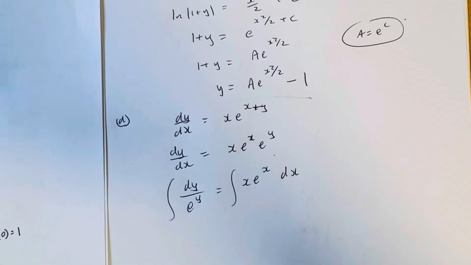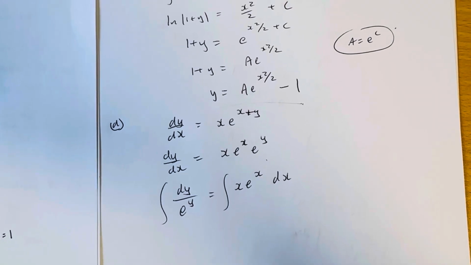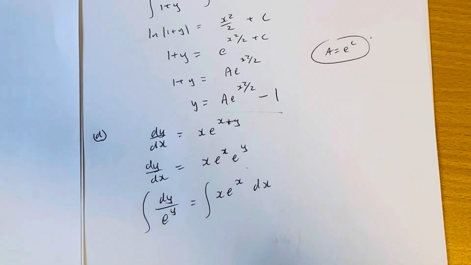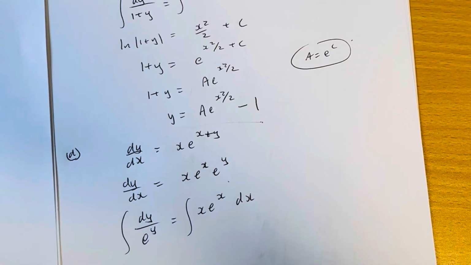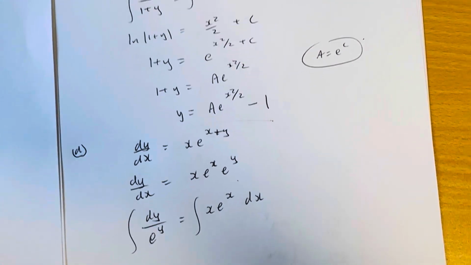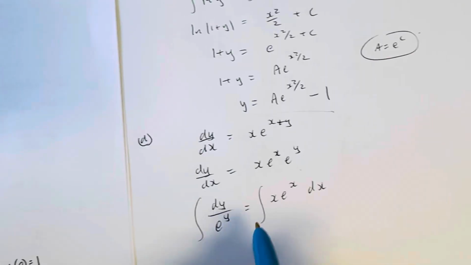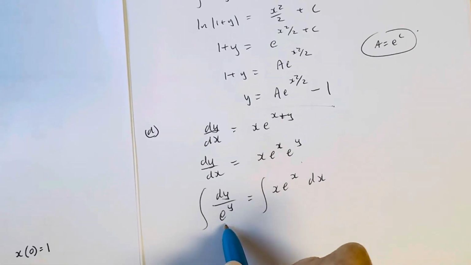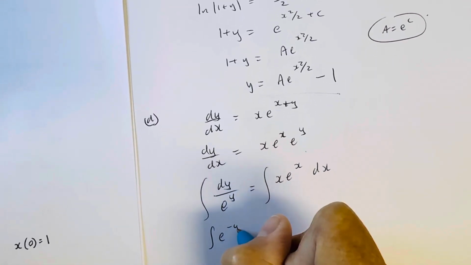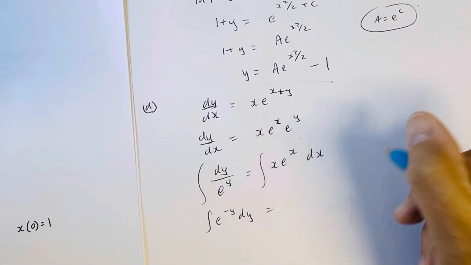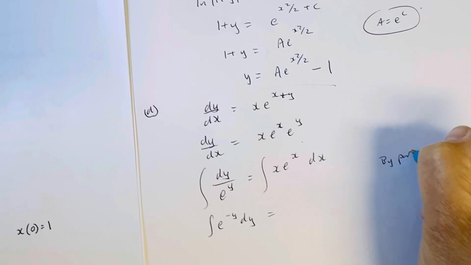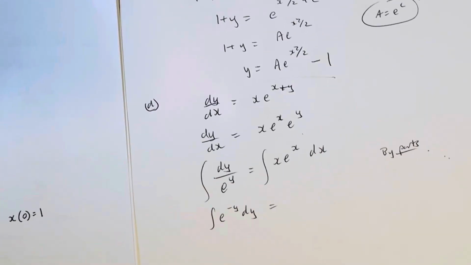So separating the variables is a little trickier, and then where we're going to go with it. Now, this one, it's the integral of e to the negative y dy, if you prefer it like that. This is a by parts exercise.